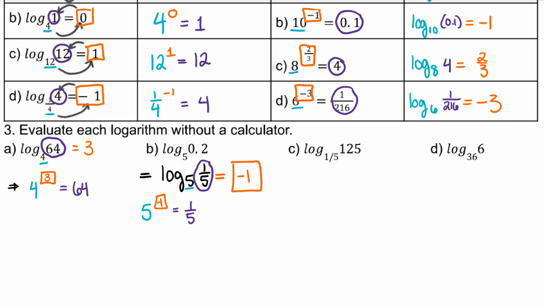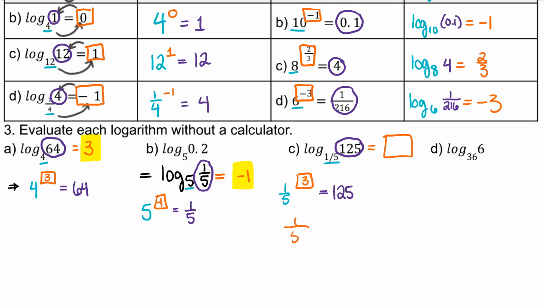To evaluate log base 1/5 of 125, we're basically solving the equation 1/5 to the power of what is equal to 125. If I put 1/5 to the power of 3, I would get 1 over 5 cubed, which is 1 over 125. But I need 125 in the numerator, so to change the side of the fraction bar, I will make the exponent negative. This means that log base 1/5 of 125 is equal to -3.